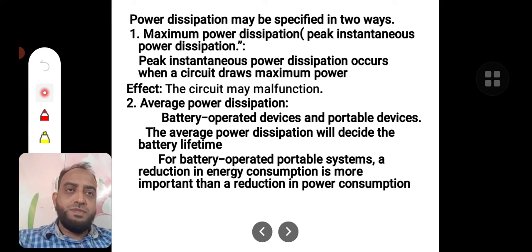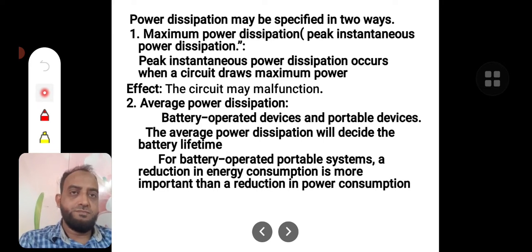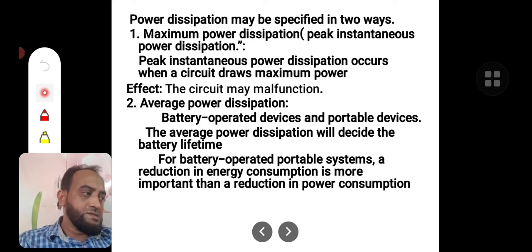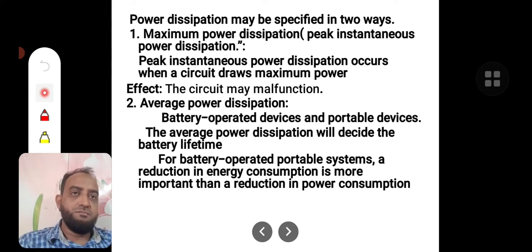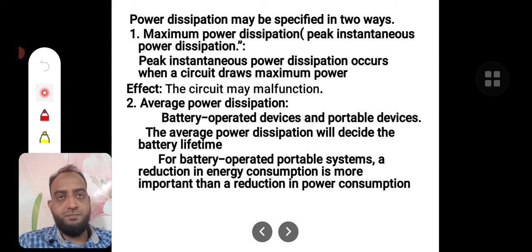Now, the power dissipation may be specified in two ways. Chapter title is sources of power dissipation. Now here we are talking about the same sources of power dissipation. Power dissipation may be specified in two ways. One is maximum power dissipation, the other one is average power dissipation.